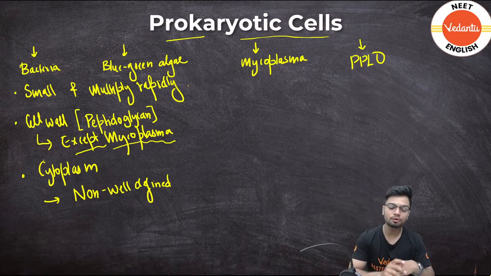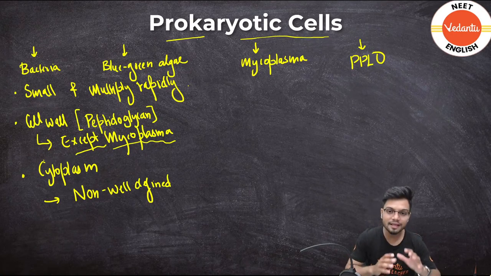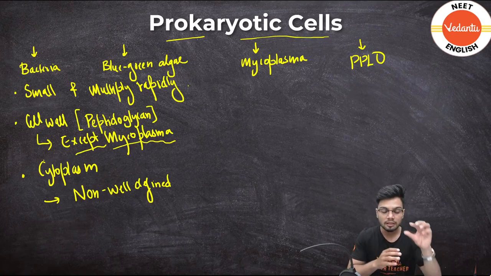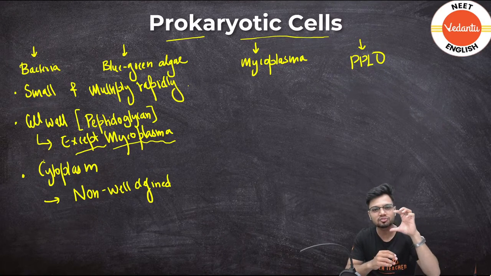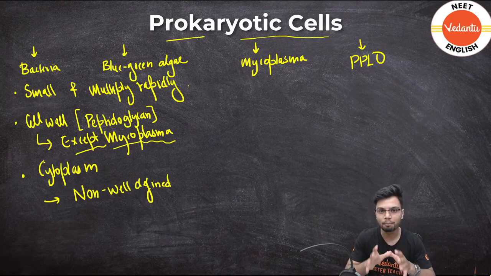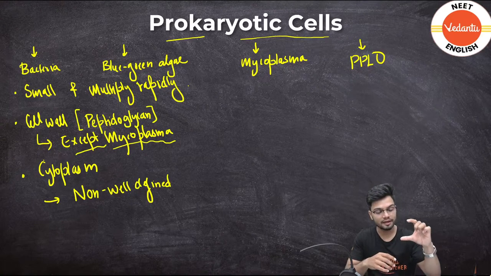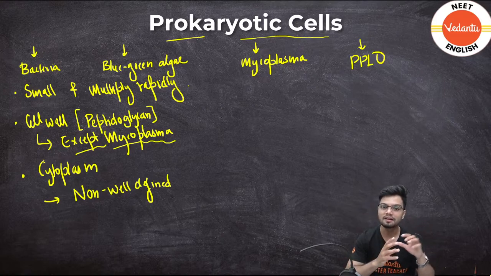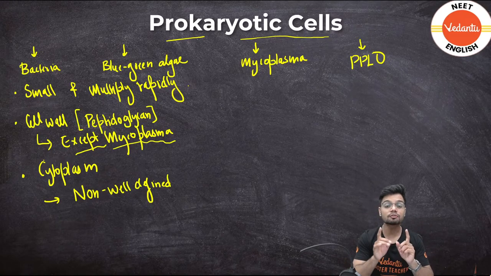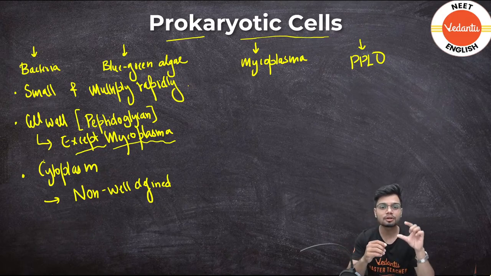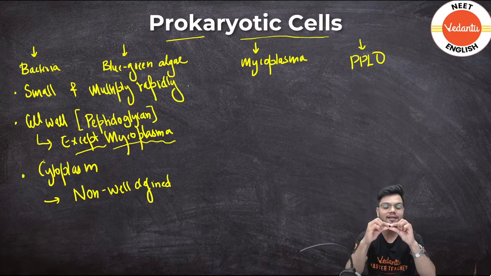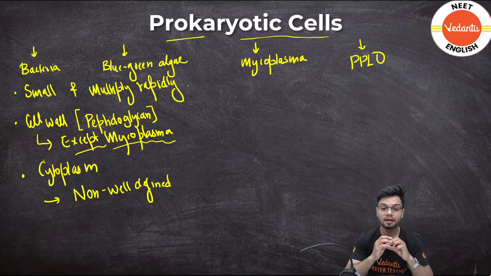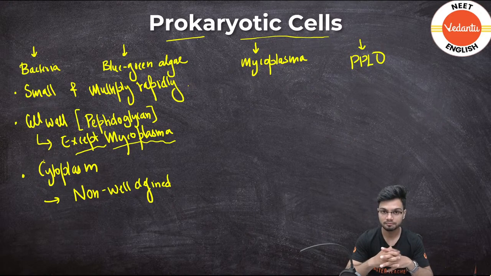Now, in the case of gram-positive, the peptidoglycan layer is very thick, and the lipid layers are very, very small. But in the case of gram-negative, the peptidoglycan layer is very thin, and the lipid layers are very big. That is point number one, which all of you need to remember.